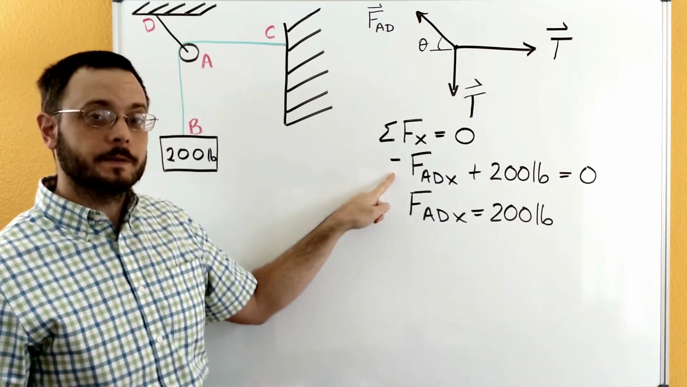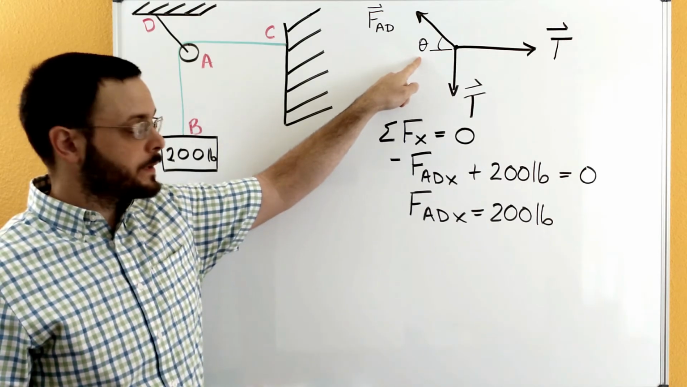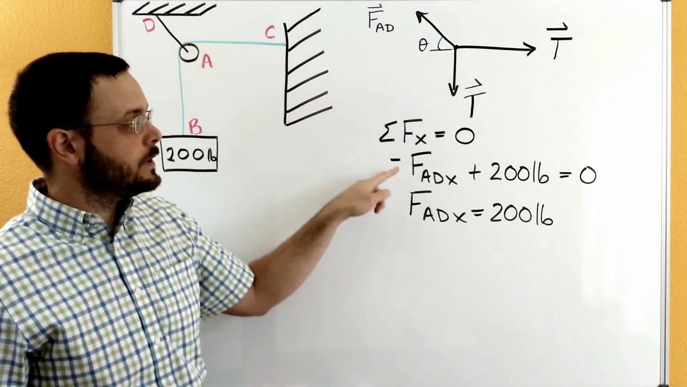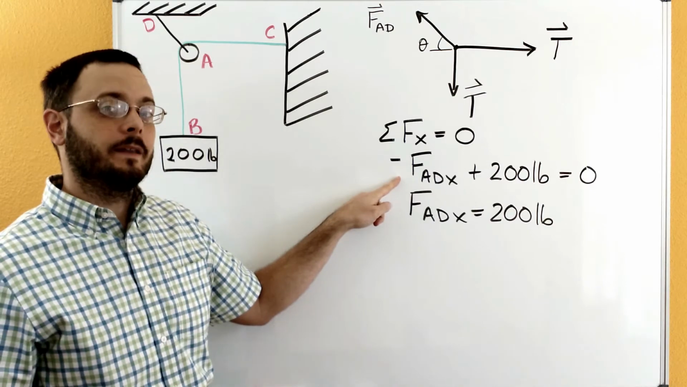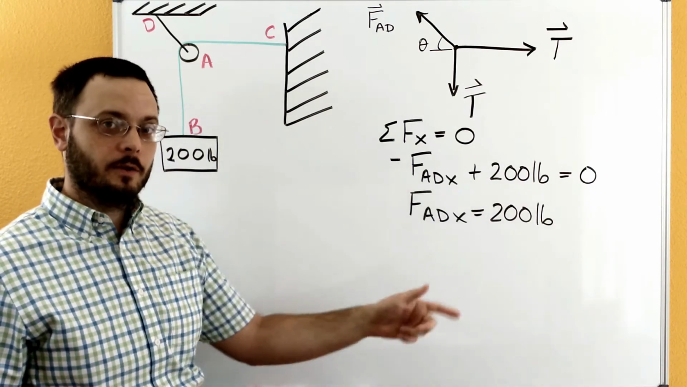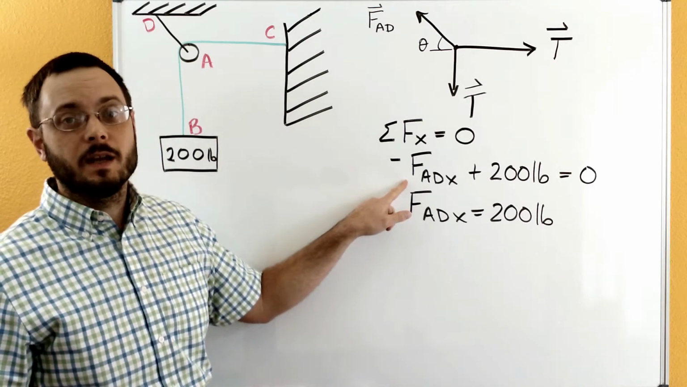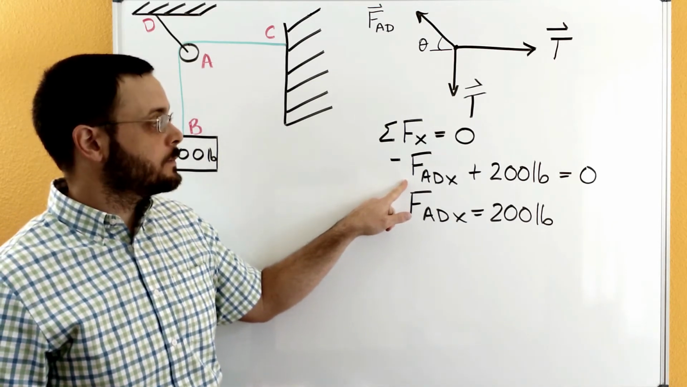Now we could break this up and do FAD cosine of the angle theta, but in this case it's going to be easier to solve for the X and the Y components of FAD, and then go back and calculate the magnitude and direction when we're all done. So we're just going to put in a negative FADX for the X component.